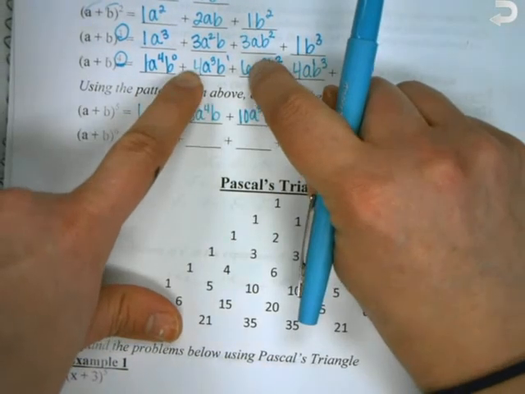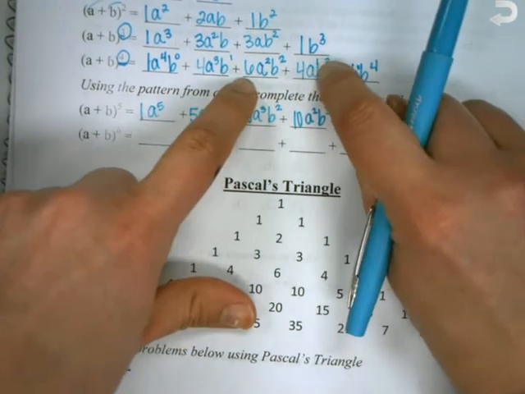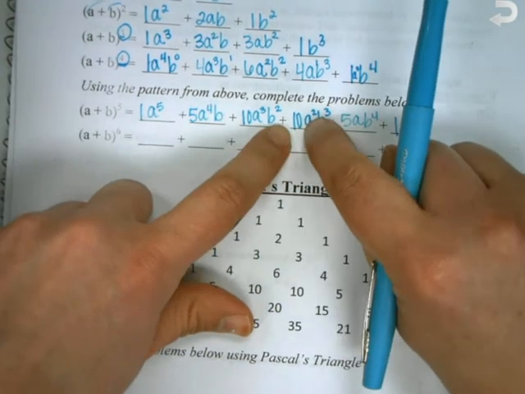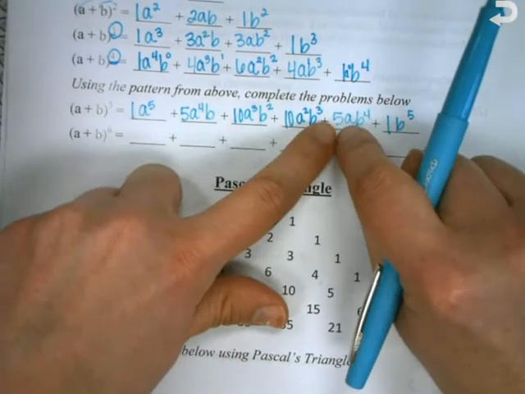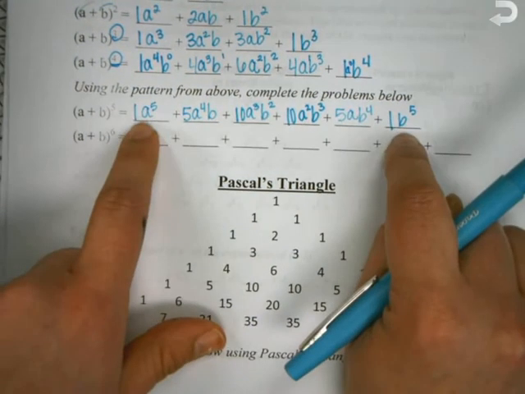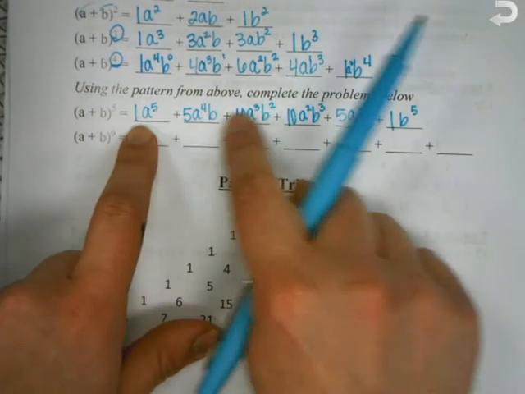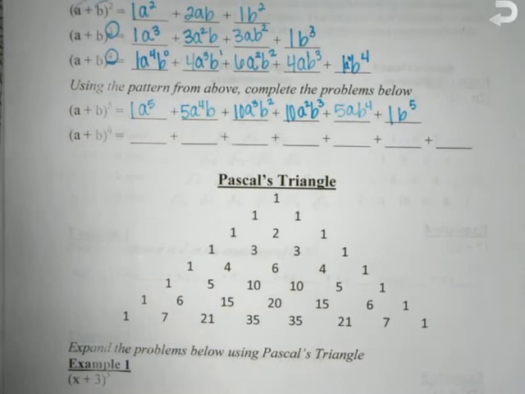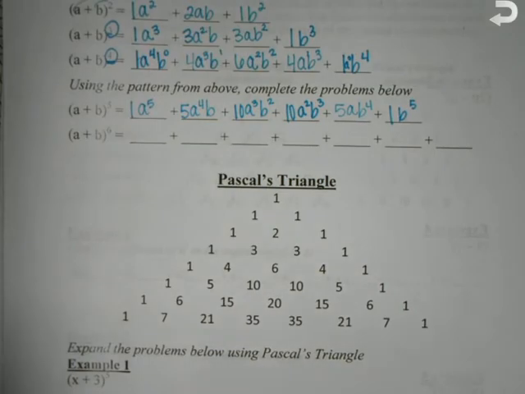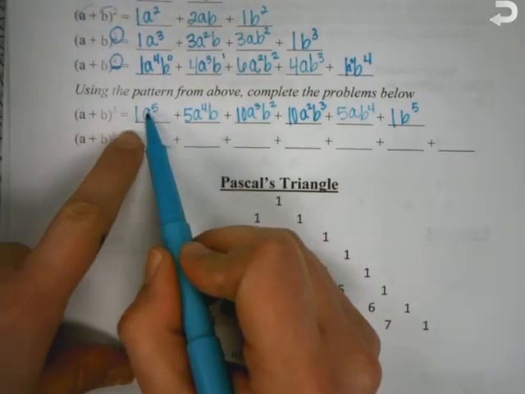How about my exponents? Can someone explain to me how I got my exponent? Yeah, we subtract 1 from the first term each time, and we add 1 to the second one each time, right? Okay, so what would a plus b to the 6th be? Figure that one out really, really quick.